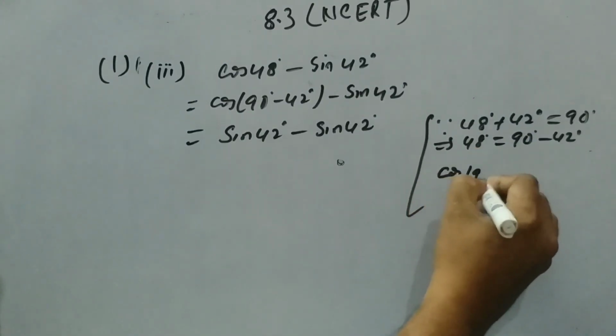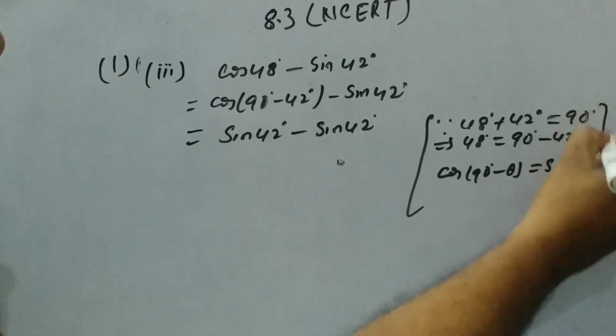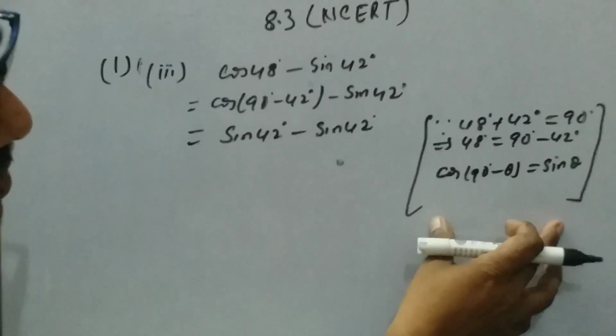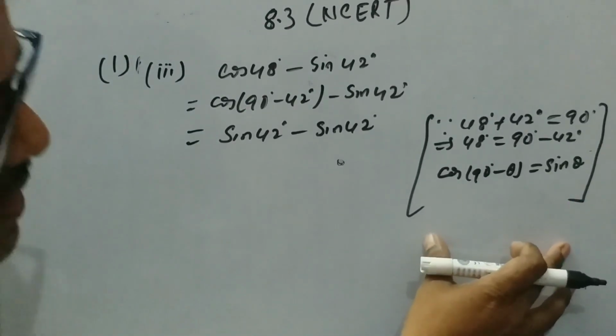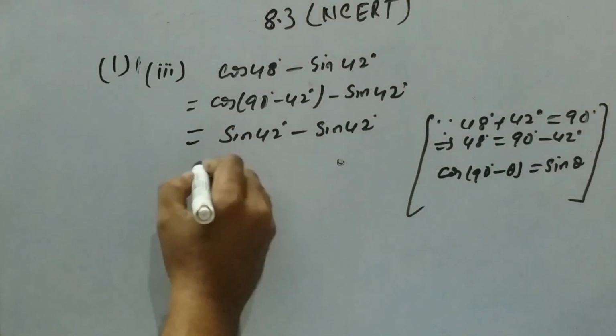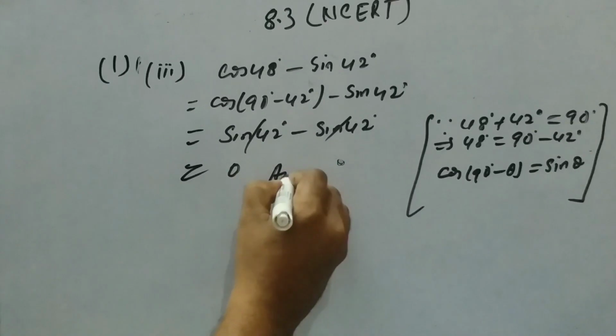Also, cos (90 degree minus theta) is equal to sin theta. We will explain the trigonometrical identity used side by side. In this way, you will learn all the trigonometrical formulae, and that will be helpful in higher classes. And this becomes 0. This is the answer.